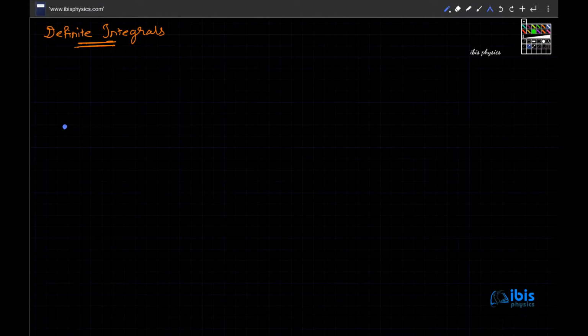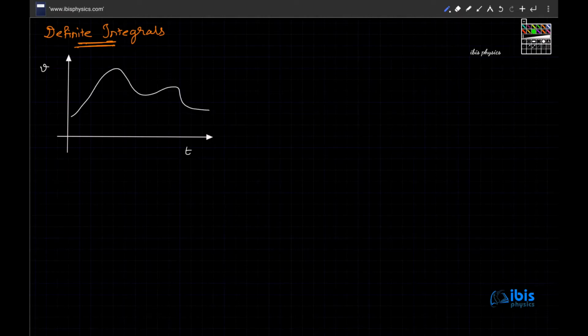So in the definition of integral, we said that integration is area finding. Suppose we have a velocity time graph of an object, and it looks something like this. In the velocity time graph, we already studied in our 9th standard that the area under the velocity time graph is equal to displacement. This is time, and the velocity is actually a function of time.